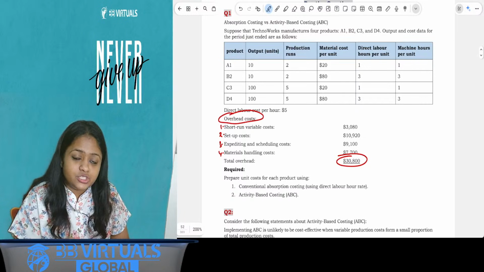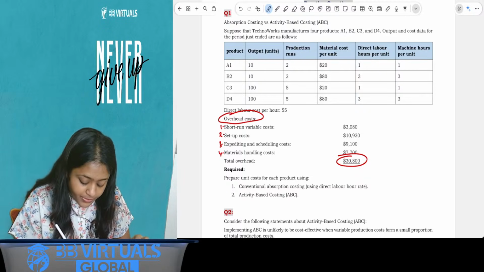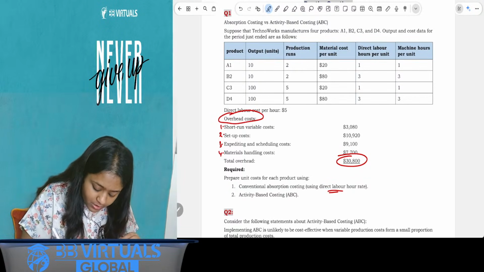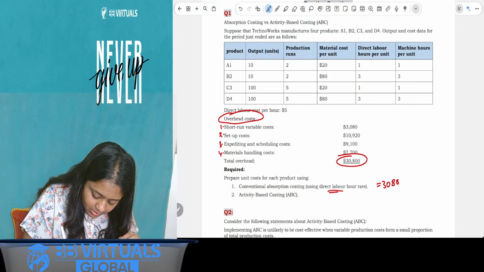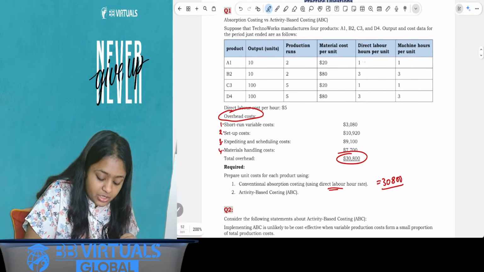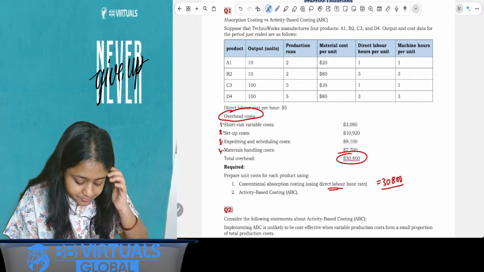If we follow the conventional absorption costing system, step 1, get the cost per hour. And here the question says use direct labor hours as the base. Total overhead cost is 30,800 divided by the number of direct labor hours. See here it is given to you, although machine hours and labor hours are the same here, there is no difference.